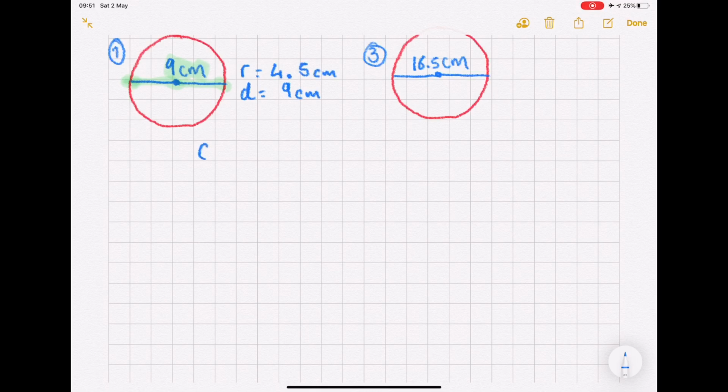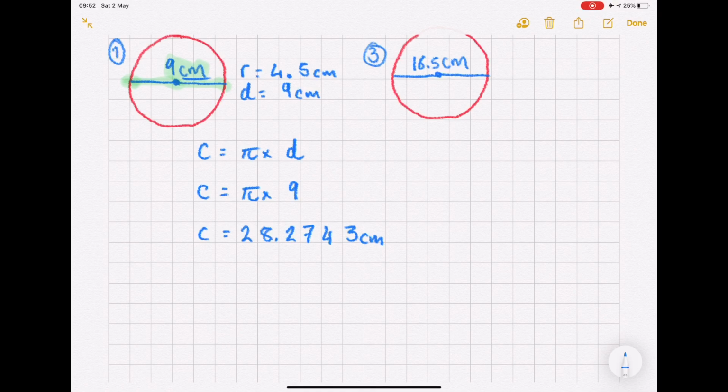What's our equation? Circumference equals pi times by diameter. Let's substitute that in. So circumference equals pi times by 9. Let's type that into our calculator. Pi times by 9. And that gives us 28.2743 centimetres because we're working in centimetres.